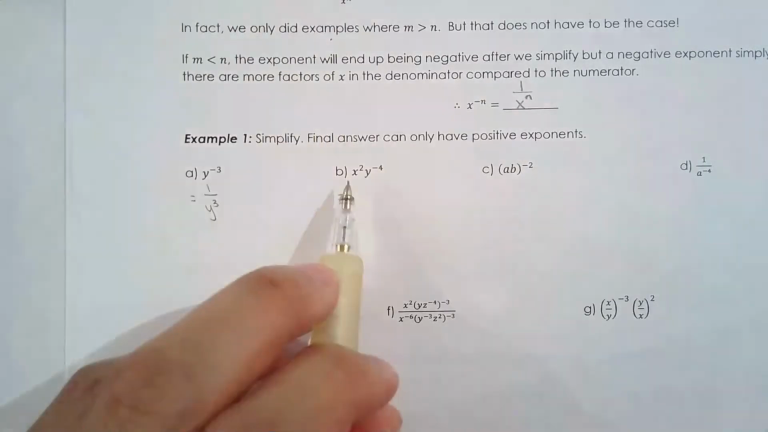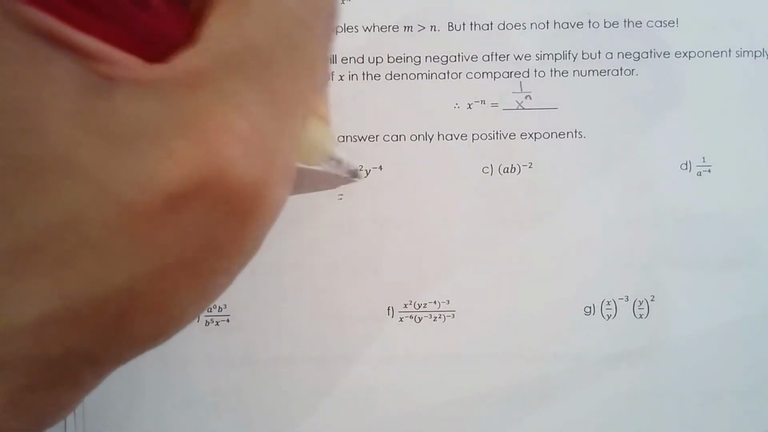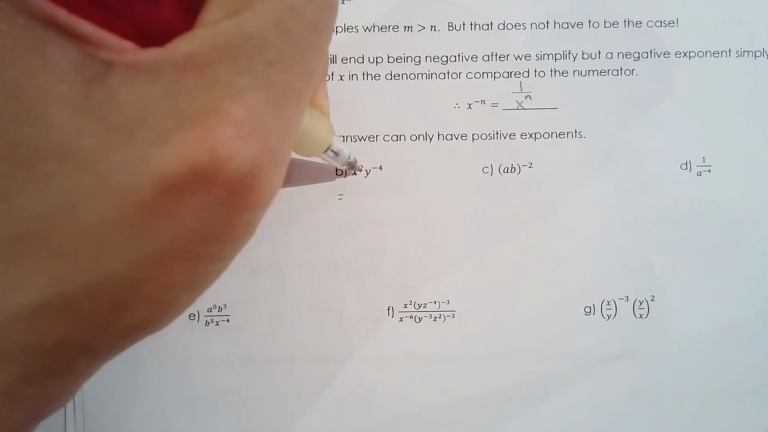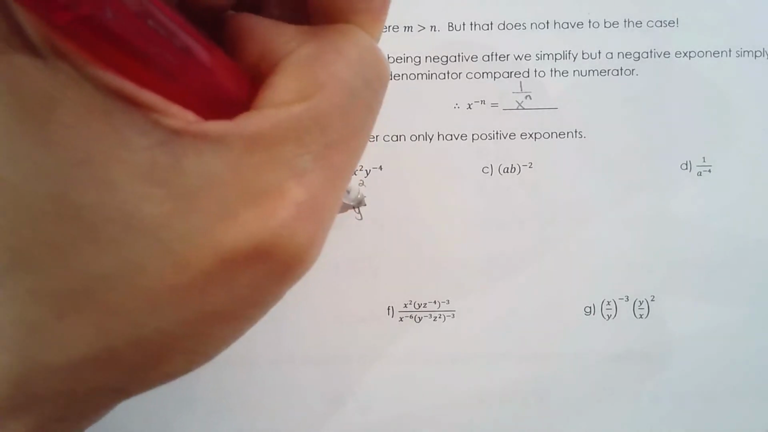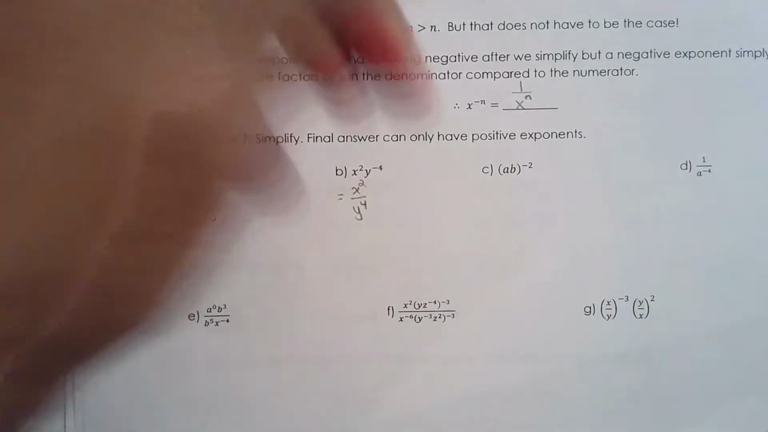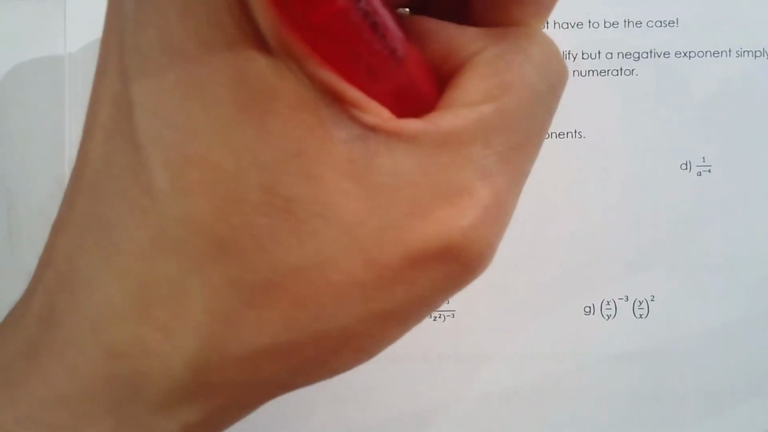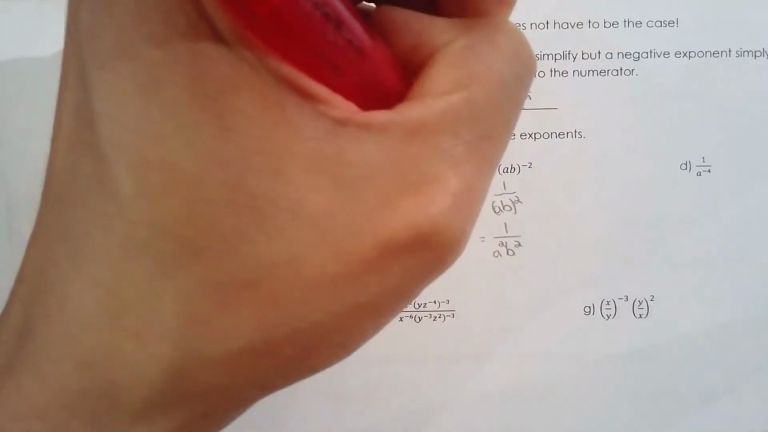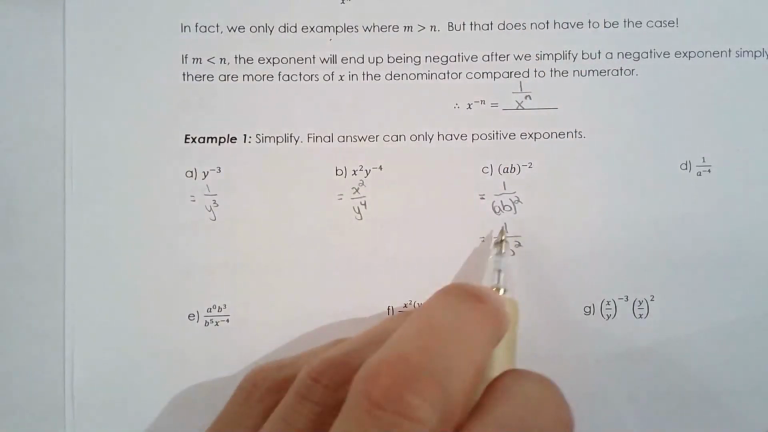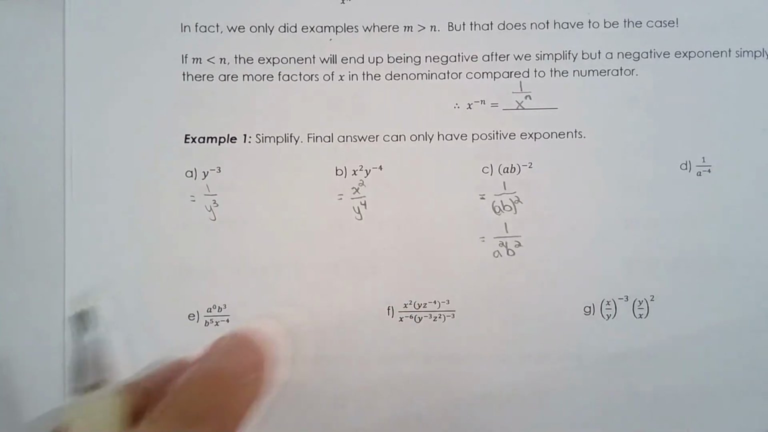Okay, x squared times y to the negative 4. So be careful. Please don't move everything to the denominator. The exponent of negative 4 is only acting on y. So it's going to be x squared over y to the 4. Whereas this exponent of negative 2 is acting on ab. It's going to be 1 over ab all squared, which is 1 over a squared b squared, right? When you square all of ab, that means you square a as well as b. So that's basically from the exponent laws you learned in grade 9.